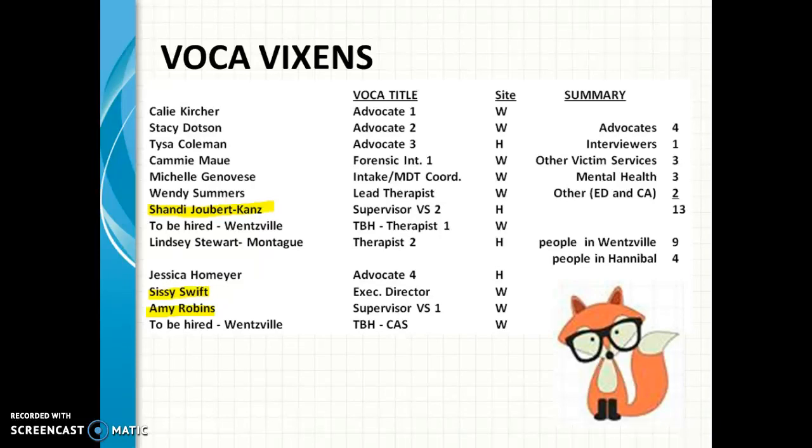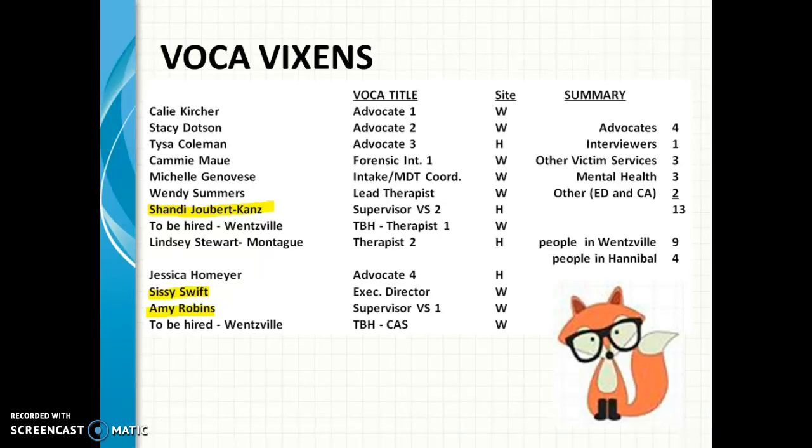Everyone else will. It's important to note that you have a specific VOCA title. So Callie, your title is Advocate 1, and Tysa, you're Advocate 3, and Jessica, your Advocate 4. It's helpful to know for billing purposes and just for the grant purpose. There's no significance to any of those numbers. It's just that when we say Advocate number 4, we're talking about Jessica. So it's helpful to know what your VOCA title is in terms of the reporting and billing that we do.